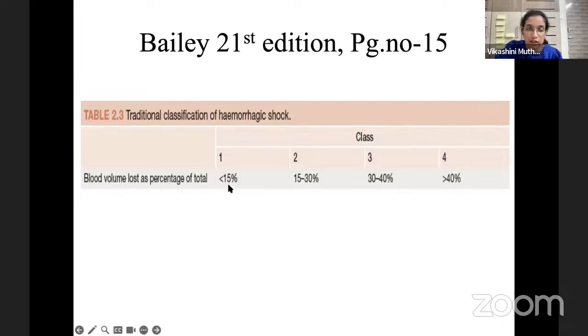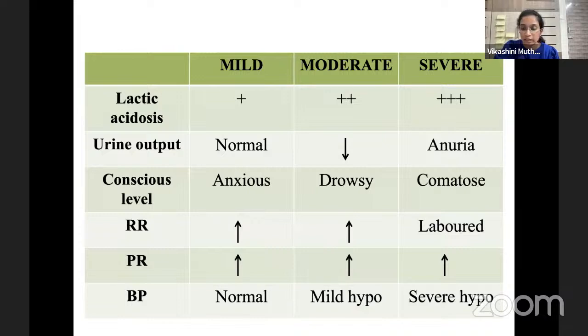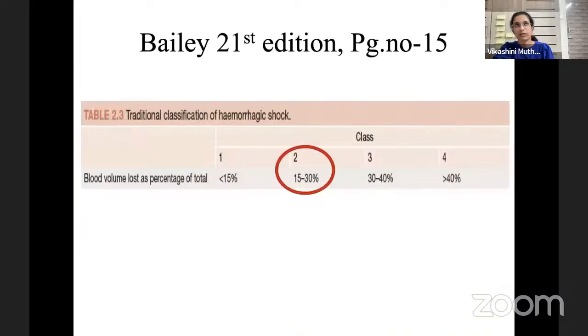Yeah, it's Bailey 28th edition, I'm sorry. If the loss is less than 15%, it's class 1 shock. If the loss is between 15 to 30%, so in the question we had 20%, it's obviously class 2 shock, and 30 to 40% is class 3. If there is more than 40% loss, it's class 4 shock. Class 1 shock is very similar to a blood donation, so it doesn't make a big deal.